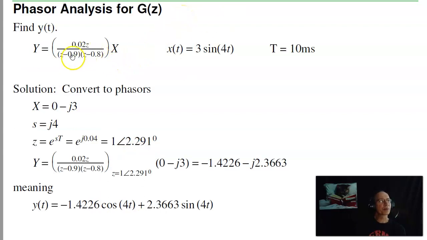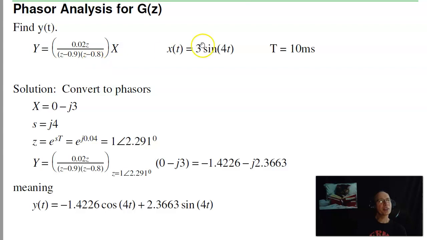Z-plane is the same thing. Here's the filter in the z-plane. It's not obvious, but that's actually a filter. If my input's a sine wave, the output's a sine wave. To find out what the output is, do about the same thing. Convert to phasors. X is 0 minus j3, 0 cosine, 3 sine. s is j4, and z is e to the sT. That's the connection between s-plane and z-plane. s is j4, T is 10 milliseconds, so there's z. This is true everywhere. All I care about is what's the gain at z is 1 at 2.29 degrees, times the input at that frequency, gives you a complex number. Real part's cosine, minus j is sine.